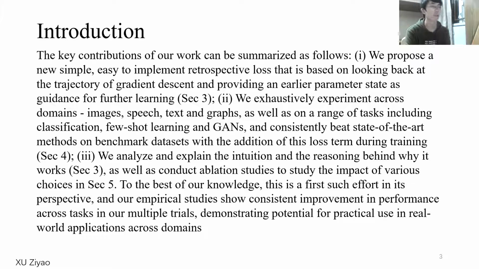The key contributions in our work can be summarized as follows. First, we propose a new, simple, easy to implement retrospective loss that is based on looking back at the trajectory of gradient descent and providing an earlier parameter state as guidance for further learning, in section 3. Next, we exhaustively experiment across domains, images, as well as on a range of tasks, including classification, few shot learning, and games, and consistently beat state-of-the-art models on benchmark datasets with the addition of this loss term during training.